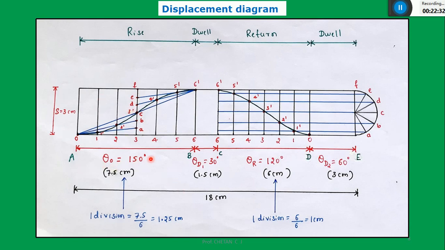So first I'll indicate all these angles, that is theta naught, theta d1, theta r, theta d2, along the x-axis. And along the y-axis, I'll plot the displacement of the follower, that is the stroke length, 3 centimeters. Again, the procedure is the same. After indicating all these angles, you need to divide the outstroke into 6 equal parts, and you have to give the namings from 0 to 6. Again, for the next 30 there is a dwell. Again, for the next 120 there is a return stroke, which is with a simple harmonic motion. Again use the same method, just divide the 120 into 6 equal parts, use the semicircle method, and you'll get the answer.